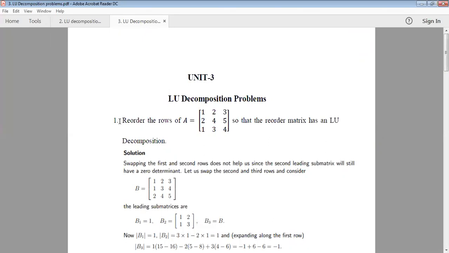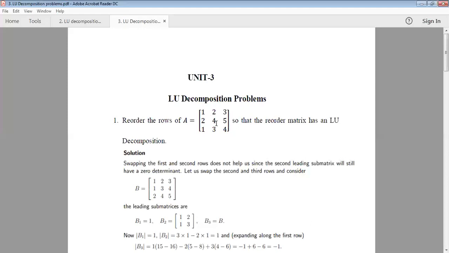Reorder the rows of A equal to [1, 2, 3; 2, 4, 5; 1, 3, 4] so that the reordered matrix has an LU decomposition. Right? So the matrix A in the problem equals [1, 2, 3; 2, 4, 5; 1, 3, 4]. If we calculate the leading principal minors, the leading principal minor of order 1 is 1.